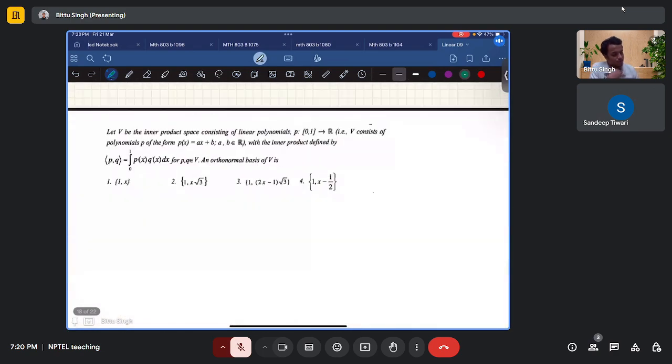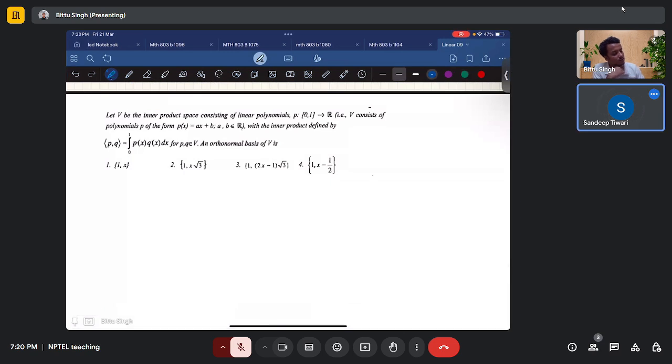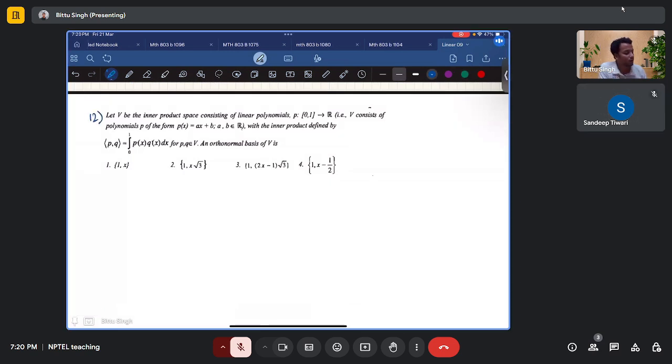So let us see the next question. T is a polynomial from [0, 1] to R, and V is the vector space of all such linear polynomials. So V is the vector space of all polynomials, which are functions from [0, 1] to R.